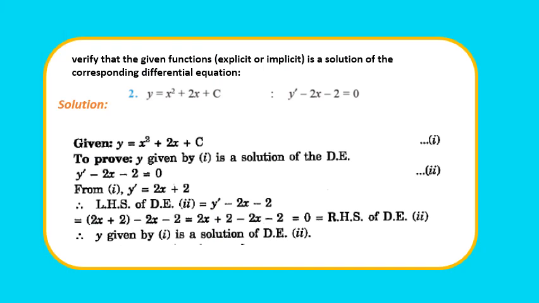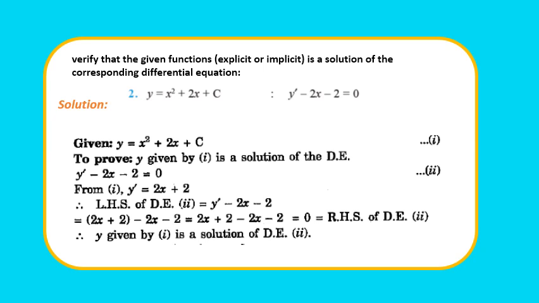Question 2 is, verify that the given function is a solution of the corresponding differential equation. The function is y equals x square plus 2x plus c, and the differential equation is y dash minus 2x minus 2 equals 0. So we have y is equal to x square plus 2x plus c, and we have to prove that y dash minus 2x minus 2 equals 0.